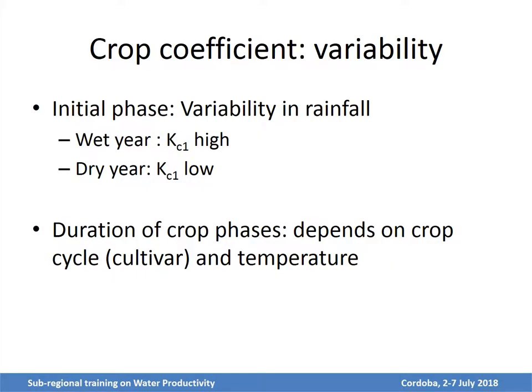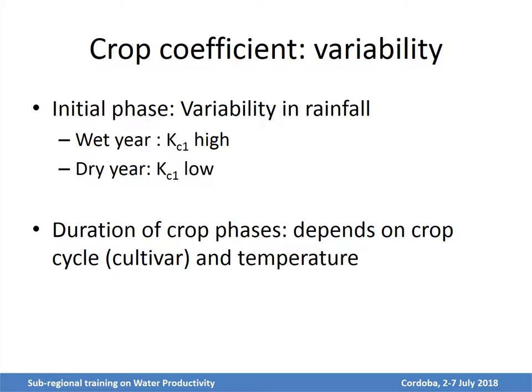Therefore, we can expect a lot of variability in the crop coefficient for the initial phase, and that is related to more or less rainfall. During a wet year, the initial crop coefficient will be high, and in a dry year, the initial crop coefficient will be low. And the difference can be very important.